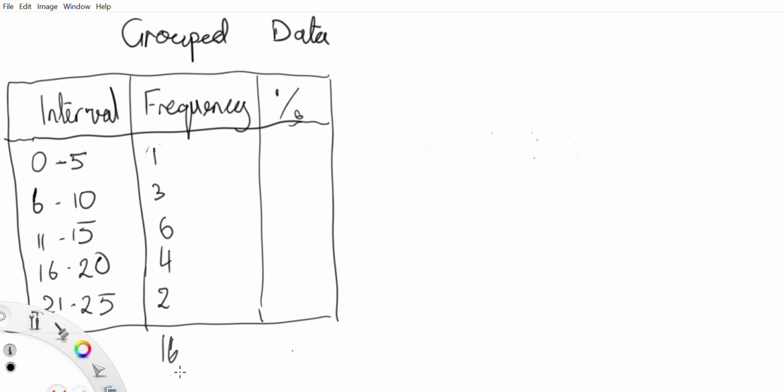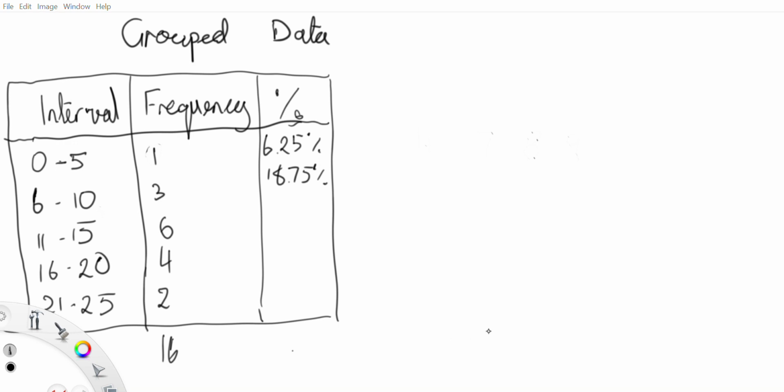So of the total 16 we've got here, the frequency once, we would just go to our calculator and we would go 1 divided by 16 times 100 to get the percentage. That equals 6.25, 6.25%. Then we would need to do the same for 3. 3 divided by 16 times 100 equals 18.75%. You get the hang of things.